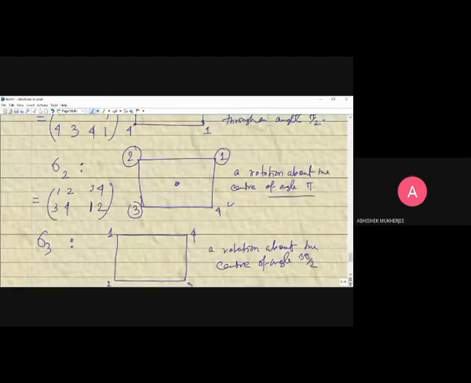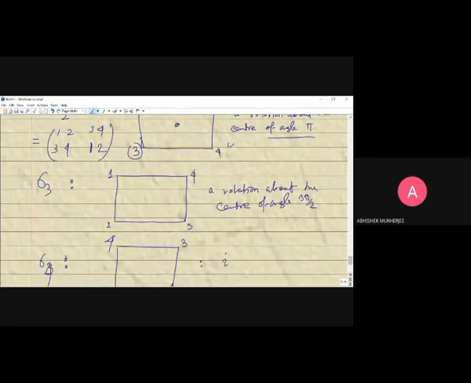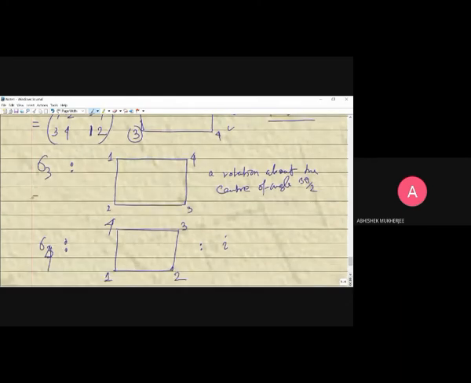Right? Then sigma 3. What is that? 1, 2, 3, 4. So here it is 1. That means 1 goes to 4. This is your 2. That is, 2 goes to 1. 3 goes to 2. And 4 goes to 3.